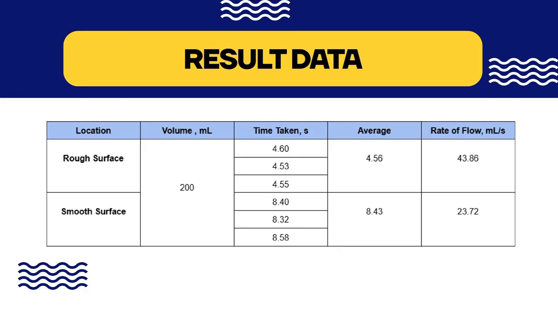Meanwhile, on the smooth surface, the same volume took an average of 8.43 seconds, with a slower flow rate of about 23.72 ml per second. This means the rough surface drains water more effectively, while the smooth surface allows water to accumulate for longer, which can increase the risk of hydroplaning.